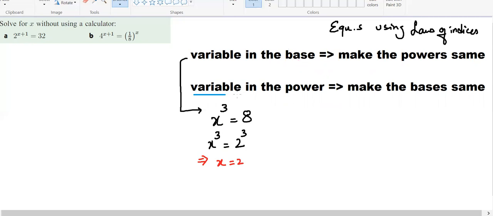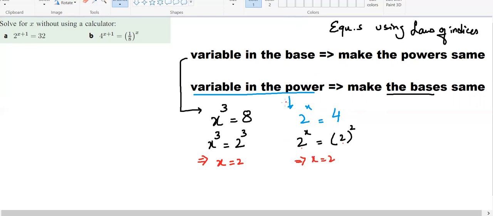The other way around is if the variable is in the power, for example, 2 to the power x is equal to 4. Now we will make the bases same this time, as it suggests here. It means I have to write 4 as a power of 2. 2 to the power 2 is 4. And now the logic is I'm using the same base and getting the same answer, it means I was raising the same power.